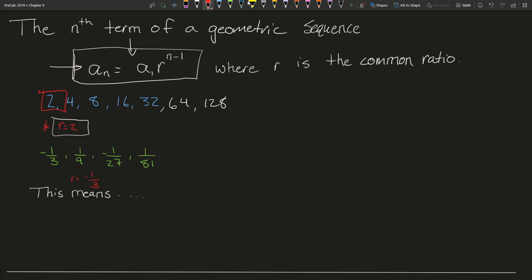So the nth term of this is going to be equal to 2, our first term, times our common ratio to the power of n minus 1. And that would be our answer.